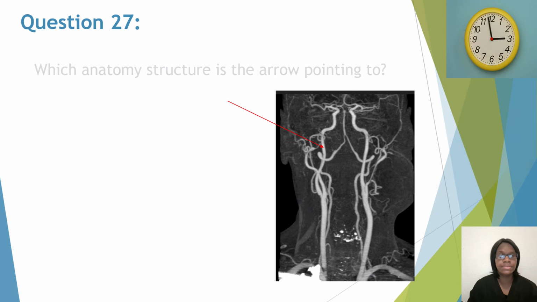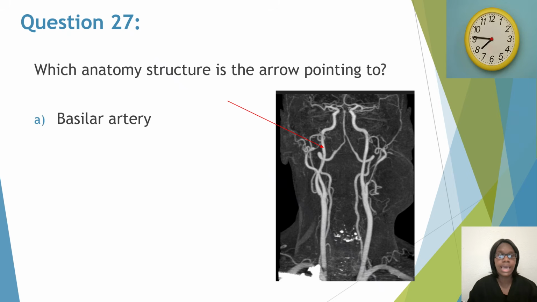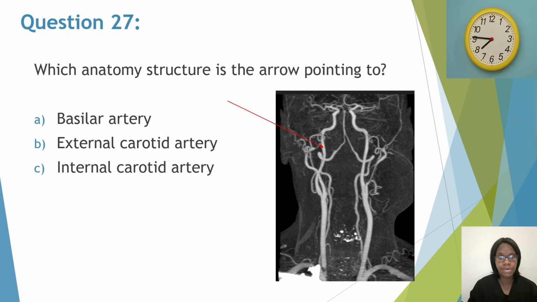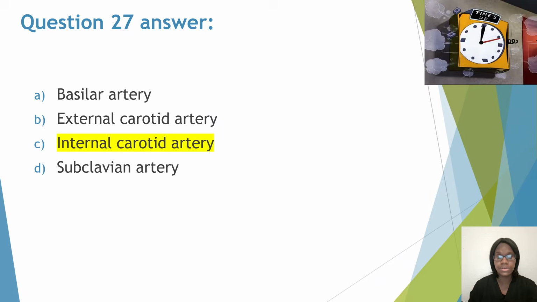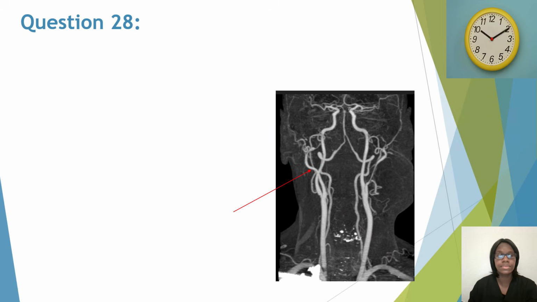Question 27. Which anatomy structure is the arrow pointing to? A, basilar artery. B, external carotid artery. C, internal carotid artery. D, subclavian artery. All right, the correct answer is C, internal carotid artery.